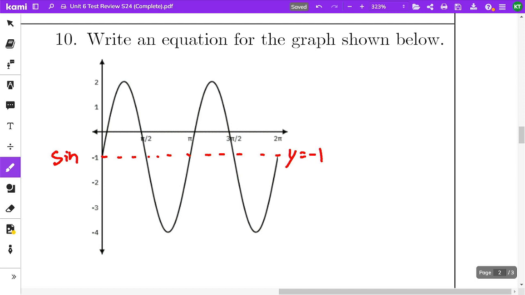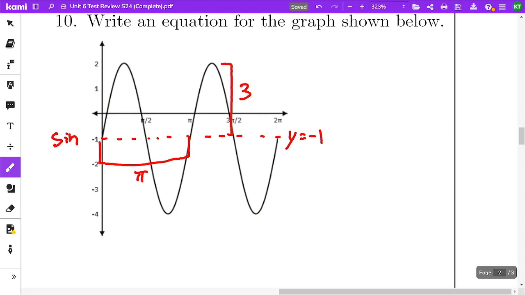Then I can figure out what my amplitude is. So my amplitude is going to be from my midline to my highest value, or my midline to my lowest value, either way. So it's going to be 3 for this one. And then lastly, I'm going to figure out my period, or the time it takes for it to complete one cycle. So if I follow my midline from where we go here to where we are here, this is the distance of pi. So now I'm going to use that in a bit to go ahead and find my b value.